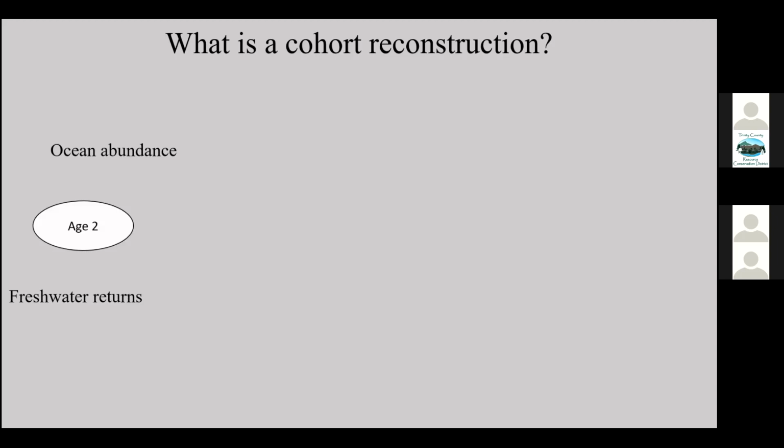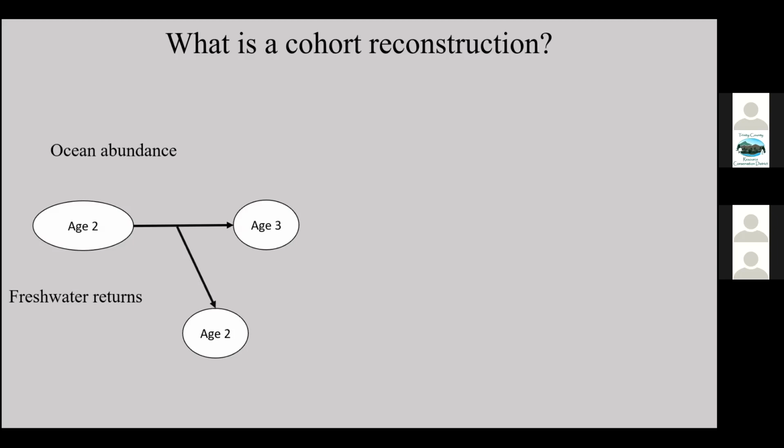Okay, so we're going to go through a conceptual depiction of a couple cohorts as they age in the ocean and return to freshwater. This is an introduction to what a cohort reconstruction is. This first bubble represents a cohort of fish that are in the ocean at age 2, immediately before their opportunity to return to freshwater as age 2 jacks. As we walk through this slide, everything on a horizontal line with this bubble, or above it, is fish that are in the ocean. And everything below the bubble are returns to freshwater.